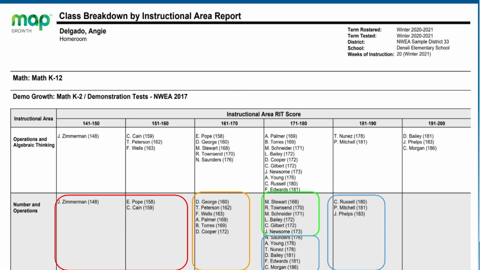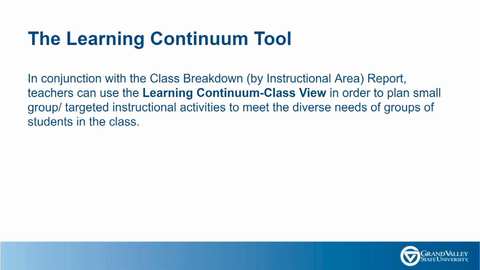We can then use this class breakdown report by instructional area in conjunction with the learning continuum tool to really look at what learning activities and instructional activities we can do with those small groups who are ready for that particular instructional level at that time. So this is a really valuable tool that's, again, found within the NWEA platform that tells me, once I have these groups of students, what kinds of activities these students are ready for right now. And it's really valuable to inform those instructional activities with different groups of students so we can meet their individual needs.